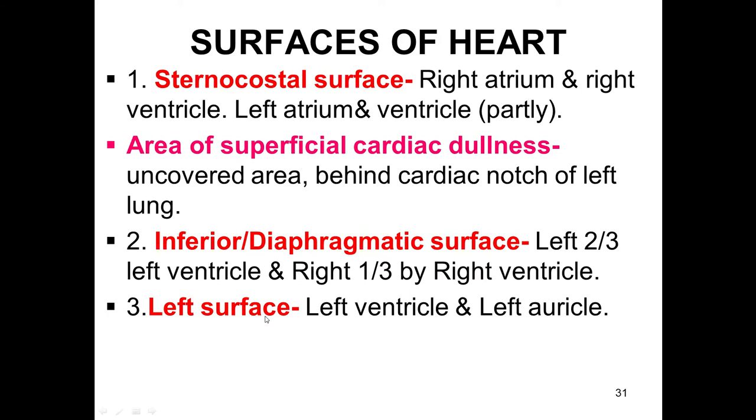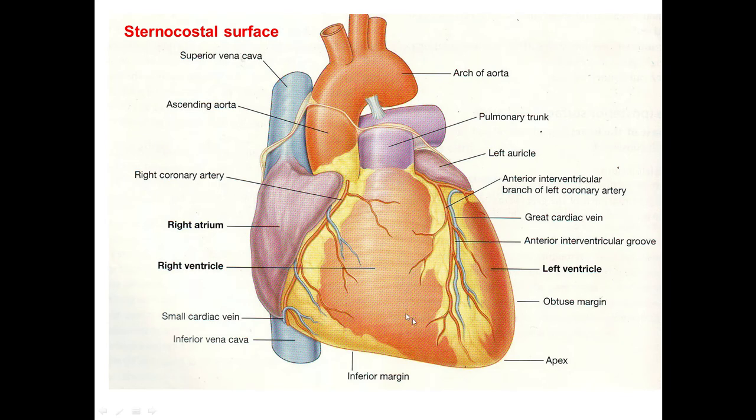Then the left surface. The left surface is formed mainly by the left ventricle and left auricle. Let's see now. We talked about the sternocostal surface. So the sternocostal surface is formed by the right atrium and ventricle mainly. Also the left ventricle and left atrium participate, but the main part is by the right atrium and right ventricle.